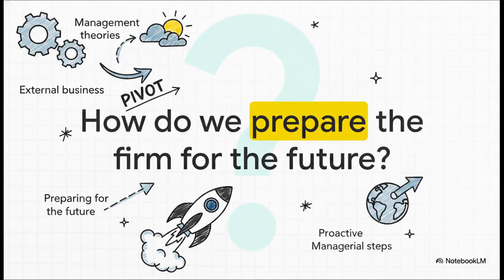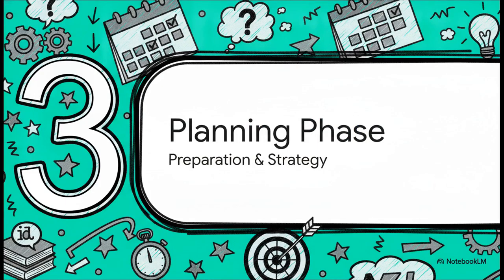So here's the crucial pivot. Once we understand those internal management theories and that external business environment, what's the next logical step? How do we actually prepare the firm for the future? This question is the perfect bridge from just understanding the environment to taking proactive managerial steps. That takes us straight into Section 3, the planning phase.